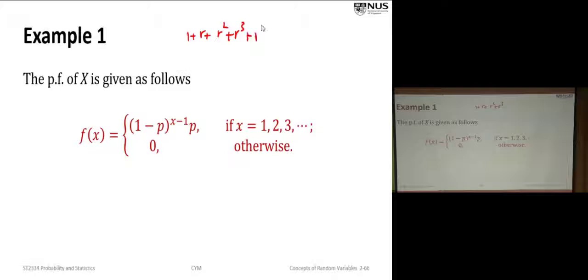Have you seen something like this? It's something to do with a geometric series. The terms are multiplied by r from the previous one. So this is called the geometric distribution.